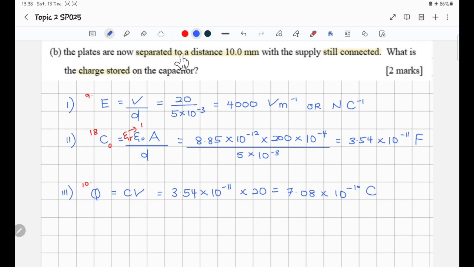Okay, so let's move on to question B. The plates are now separated to a distance of 10 mm, with the supply still connected. A very important keyword here, which we already saw in the previous video. Still connected means voltage is constant. In other words, the value of 20 is still the same, but now the distance changes.